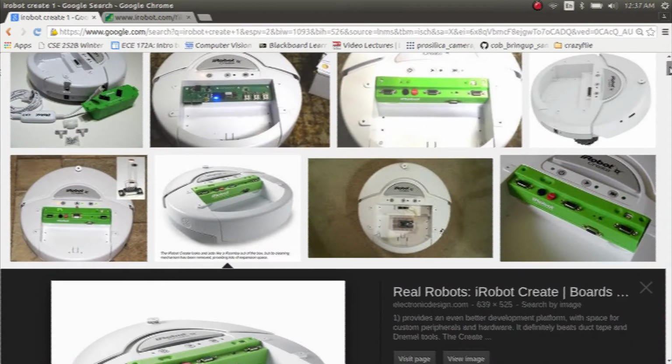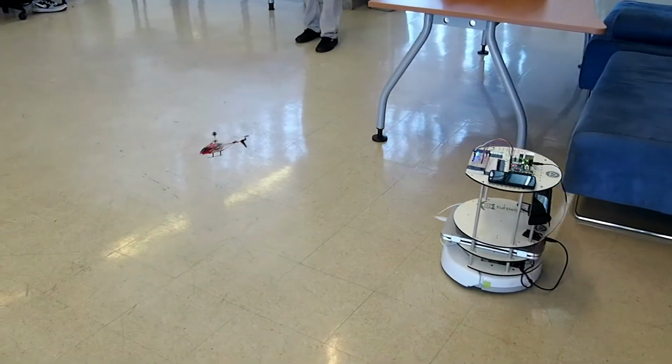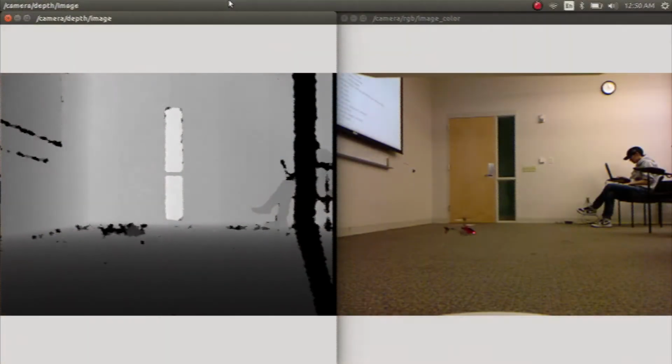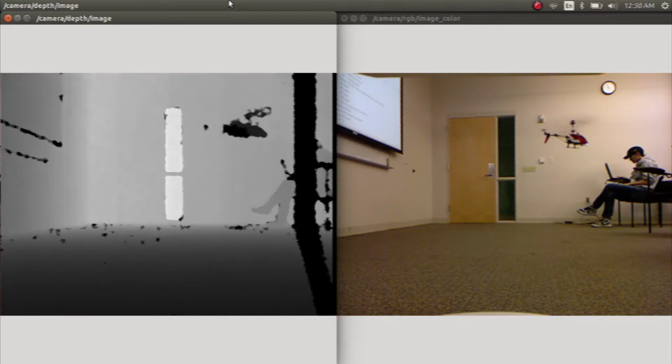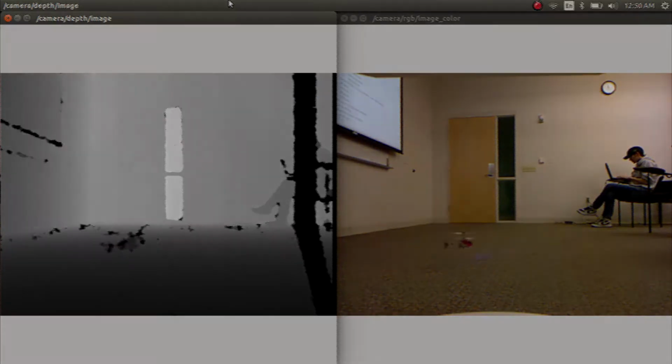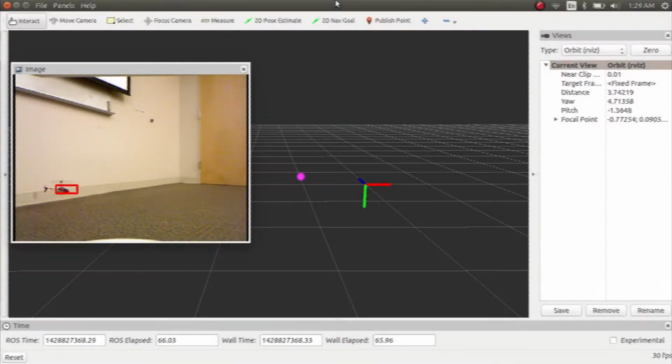The Turtlebot is made up of two core components, the iRobot Create, which provides us with a mobile base, and the Microsoft Kinect, which provides depth and RGB video streams. We use these two streams to locate and track the RC copter in 3D. So how is this done?